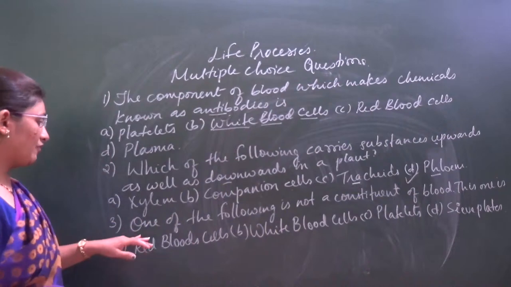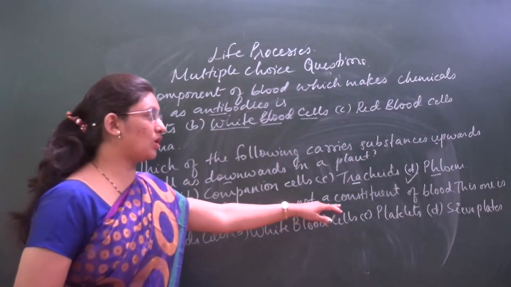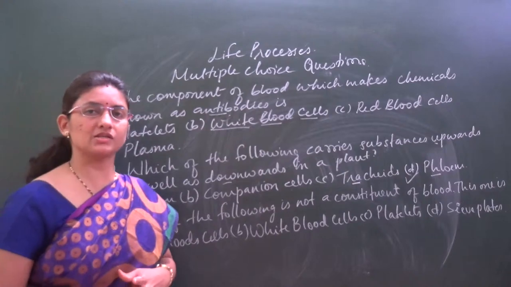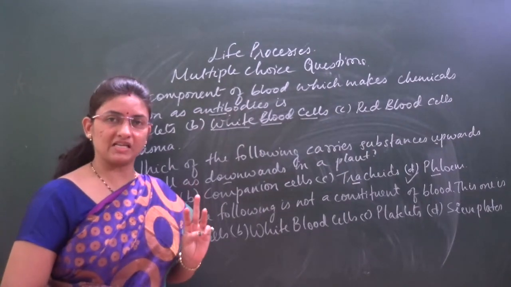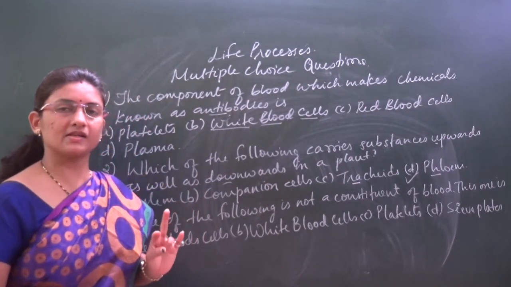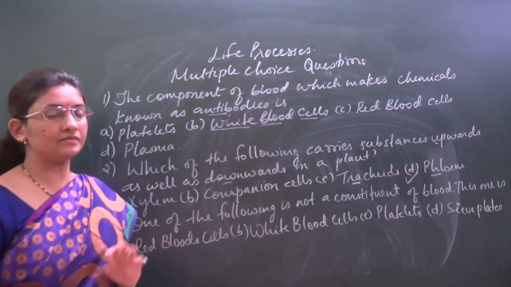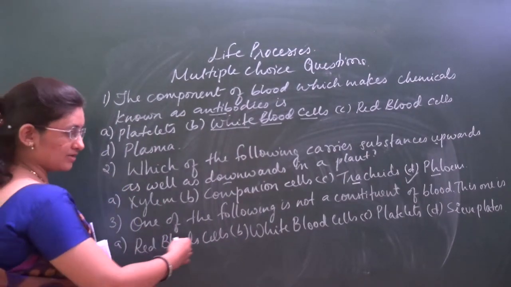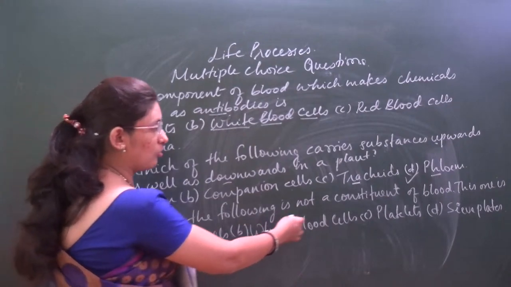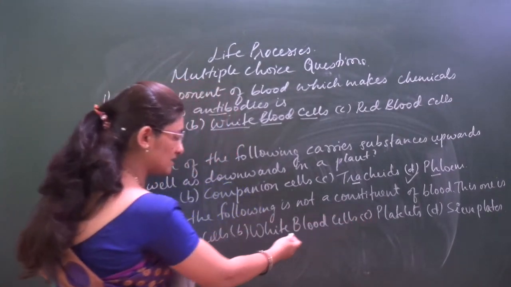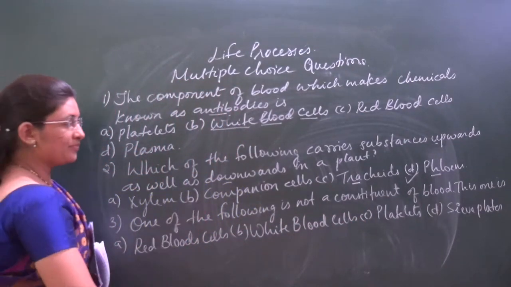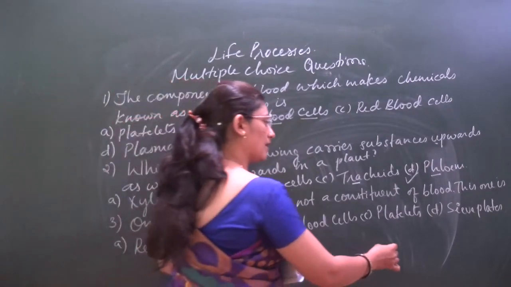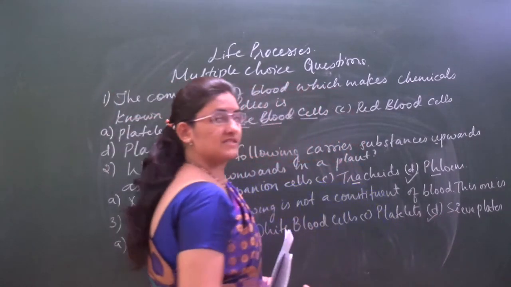The question is, one of the following is not a constituent of blood. What does the blood consist of? It consists of plasma, red blood cells, white blood cells and the platelets. So option A is definitely not your answer. Option B, no. Option C, not at all, as these are components of the blood. The first, second and third options are not the answer. And your answer is D, sieve plates.